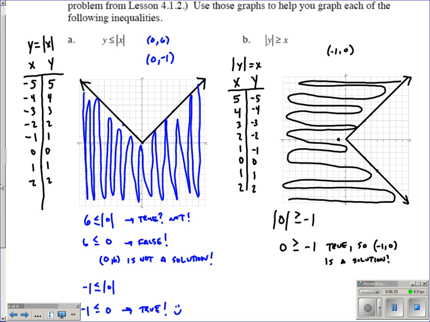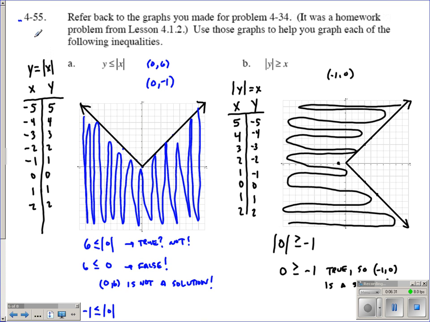This is problem 4-55. This is a preview problem of some things that are coming up a couple sections ahead. So if you don't fully get it, it's okay. We are just touching on it right now. You'll see more of it in the second half of chapter 4.